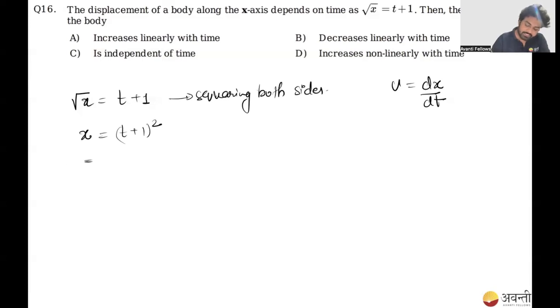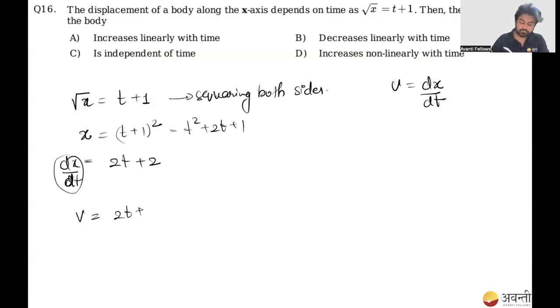Now we can differentiate it easily. So dx by dt is equal to, it will open out as t square plus 2t plus 1, so it is 2t plus 2. Now what is dx by dt? It is velocity, which is equal to 2t plus 2. Anyways, so this is velocity, which is 2t plus 2.